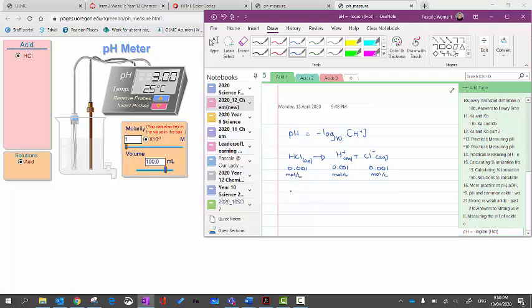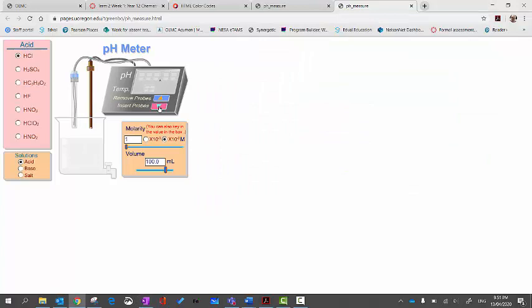So the pH is going to be the negative log of 0.001, which turns out to be 3. Okay, so that makes sense. Okay, let's have a look and see what happens if we change the concentration of the acid. Okay, now this time instead of 0.001, I'm going to try 0.01. And again, I'm going to lower the probe. And we can see that the pH is now 2.